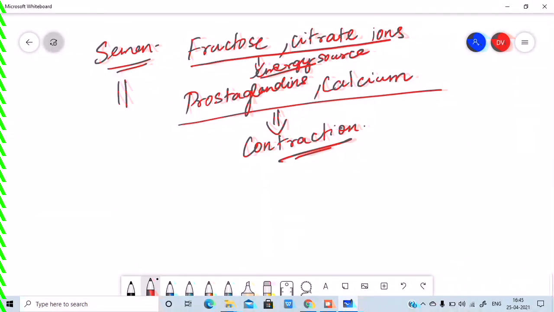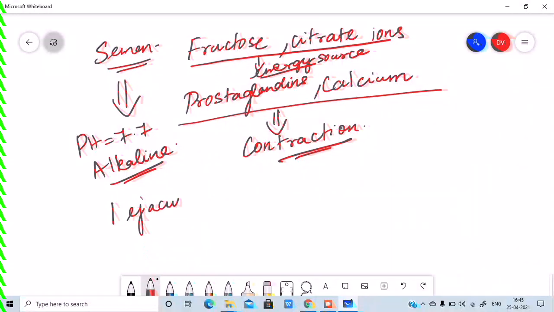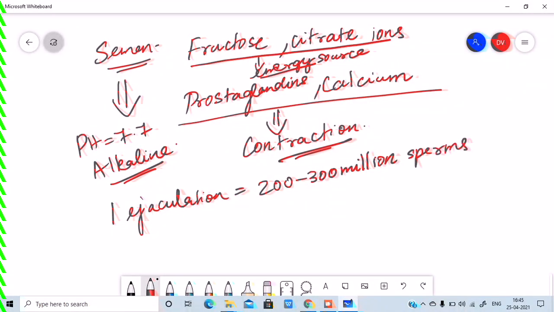And the pH of the semen is 7.7, which means it is alkaline, basic in nature. Alright guys, and normally in one ejaculation there will be around 200 to 300 million sperms. So this is the normal count of a healthy adult. So the purpose of the sexual fluid mixing with the sperm is to nourish the sperm, as well as increase its motility by contracting. The contraction is done by the prostaglandins and calcium ions, and the fructose and the citrate ions help in providing the energy source.